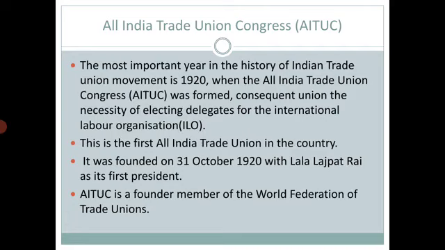See what happens whenever we consider trade unions. Why trade union? We should always think about it. Why trade union?